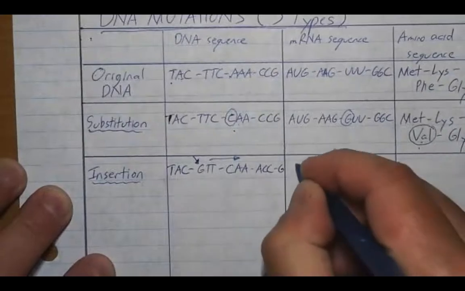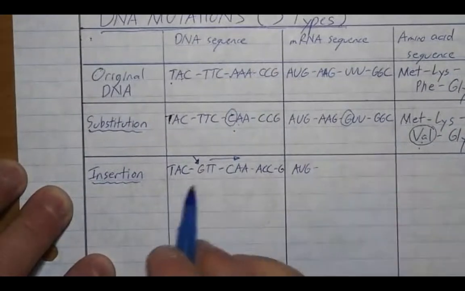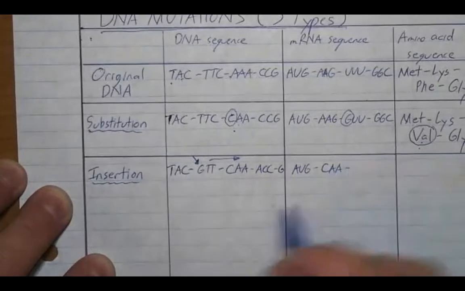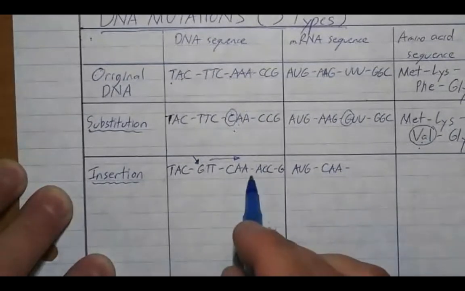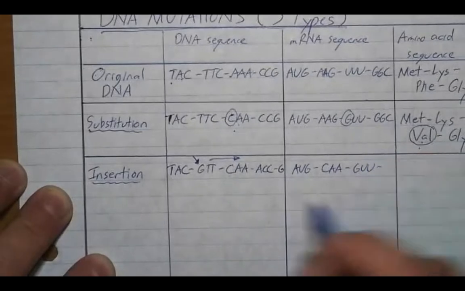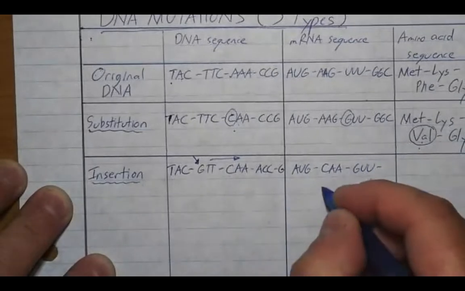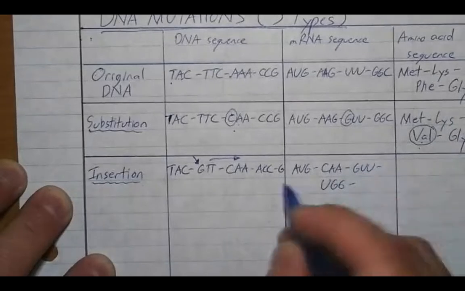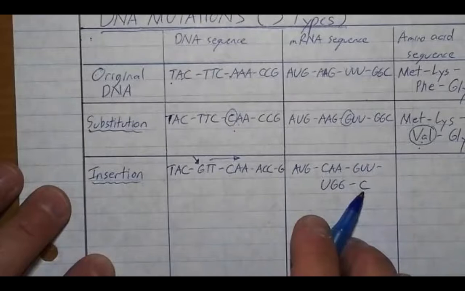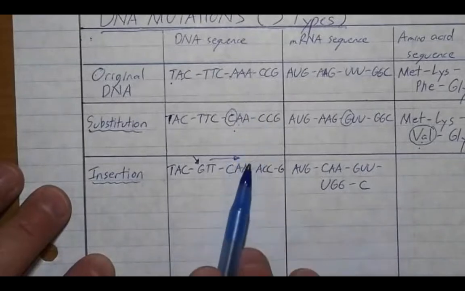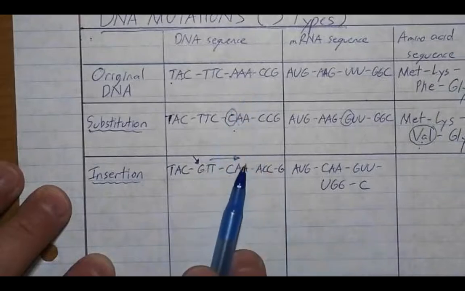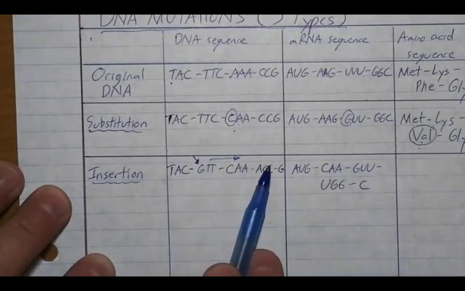What's it going to look like now? All right, I got AUG, just like it did, but now it's CAA. CAA turns into GUU. And ACC now becomes UGG. And that G right there is a C. Okay, so you have an extra base now where we didn't have an extra base before. Again, compare this one, not to the second one, but compared to the first one. This is the original, this is the mutation. We inserted one, pushed everything back.